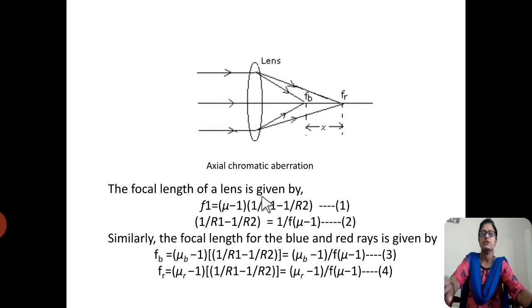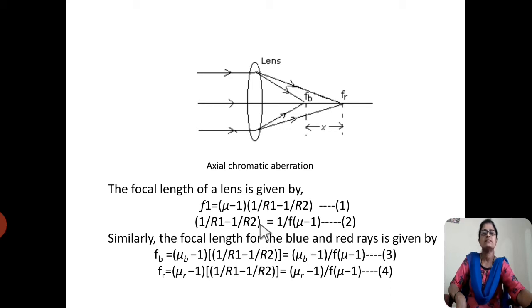The focal length of the lens is given by 1 by F is equal to (mu minus 1) into (1 by R1 minus 1 by R2). This is the lens focal formula. Mu is the refractive index of the lens, and R1 and R2 are the radii of curvature. Now rearranging the terms of equation 1, we get 1 by R1 minus 1 by R2 is equal to 1 by (F into (mu minus 1)). So this is the general expression.